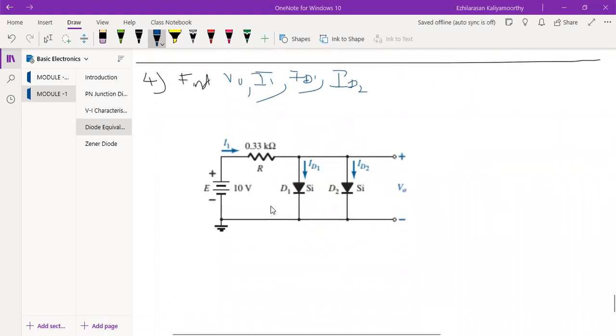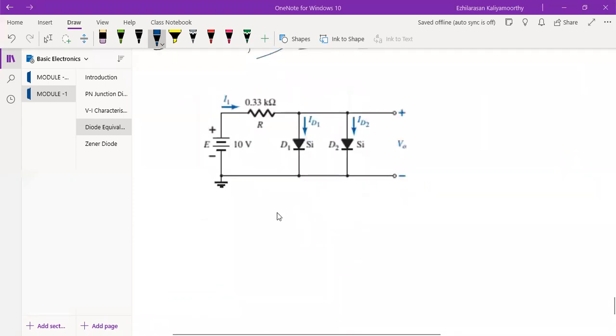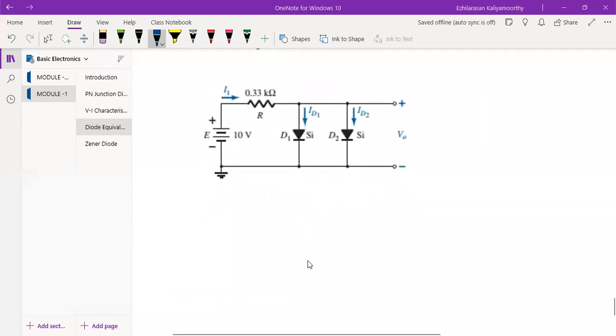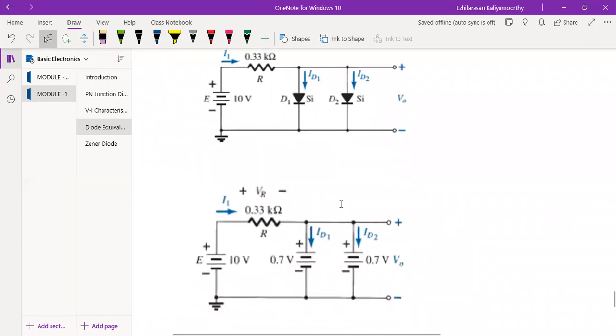Now, first part, what is the first thing here? We just need to draw the equivalent circuit first. Then only it will be easy for us to proceed with the problem. So let us draw the equivalent circuit. From that only we know the state of the diode. So let me draw that. See, this is the state of the diode.